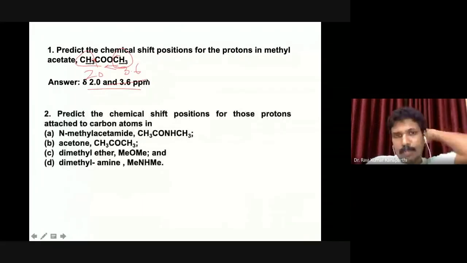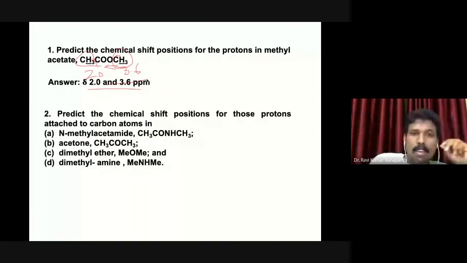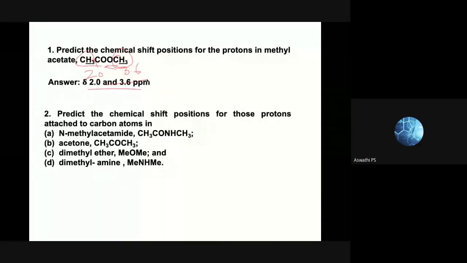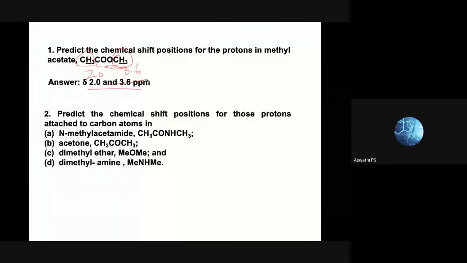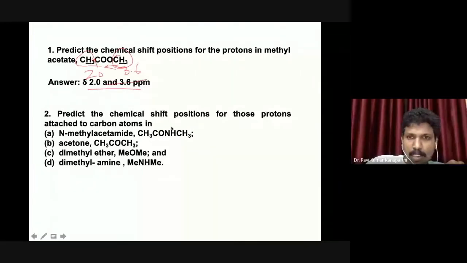Now I will call roll number 7. Hello, sir. Who is this? May I know? Ashwati, sir. Oh, Ashwati. Now you tell me. Last time you got a very simple question. Now I am asking a very difficult question. Just give the approximate chemical shift values for the N-methyl acetamide. The chemical formula is also given. Let's say, this proton, where will it give? Start from the left side.